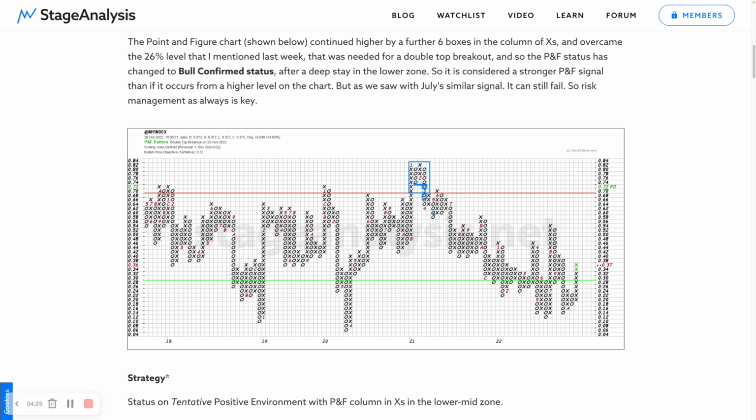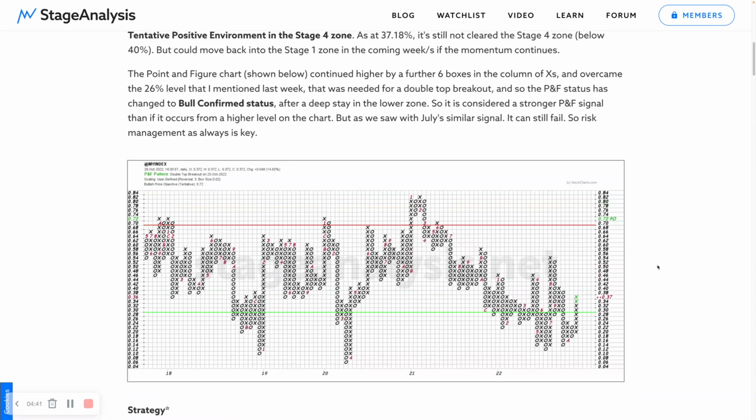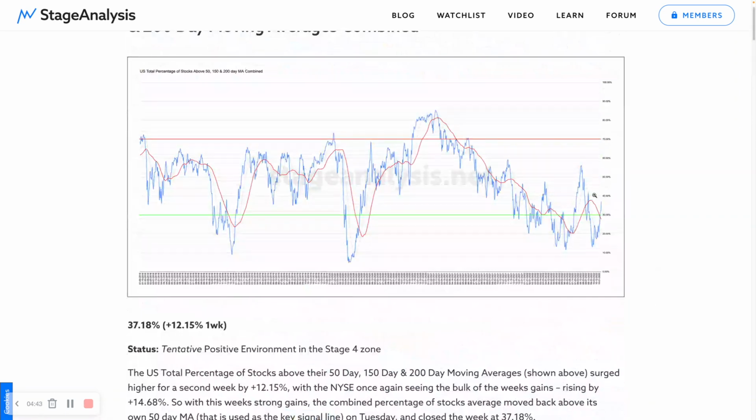So this was in 2021. So that was the top that you looked for. So at the moment we're doing the opposite of that. We've had the bull confirmed signal here and we've moved back up and out. So we're on bull confirmed status on this chart now, the point and figure chart, and we're in a potential positive environment on the line chart.